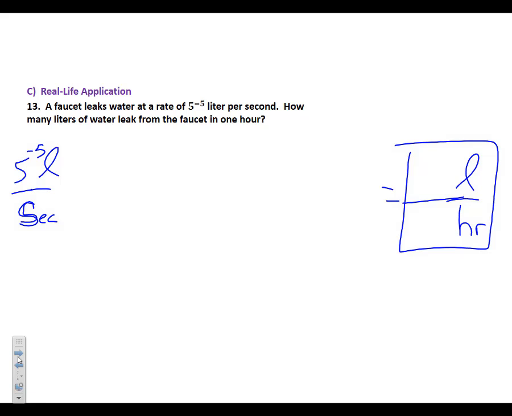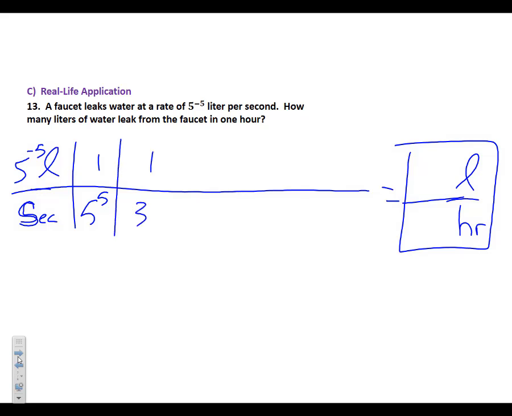All right, so one of the things I'm going to teach you how to do is how to convert measurements or units. The first thing I'm going to do is simplify that 5 to the negative 5 and make that 1 over 5 to the 5th. And I know 1 over 5 to the 5th is 1 over 3,125. So I just converted that into 3,125.